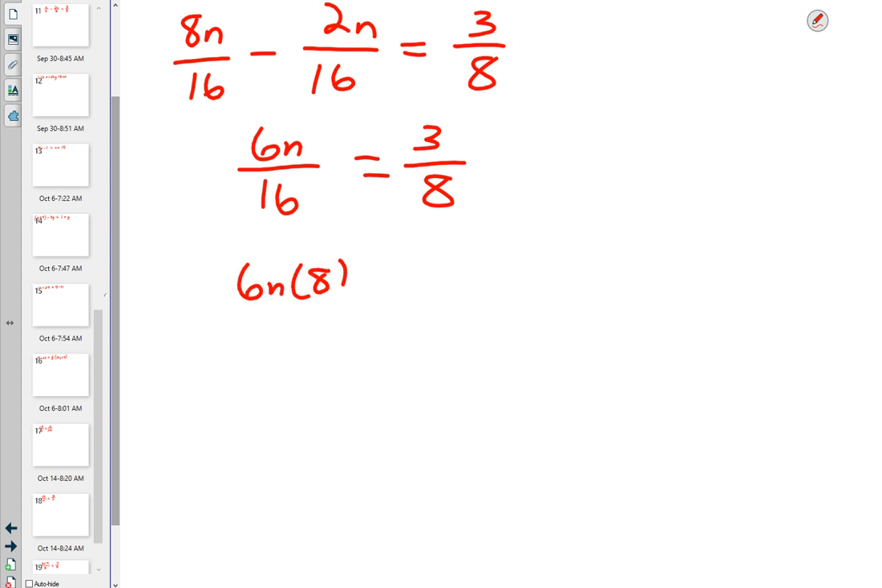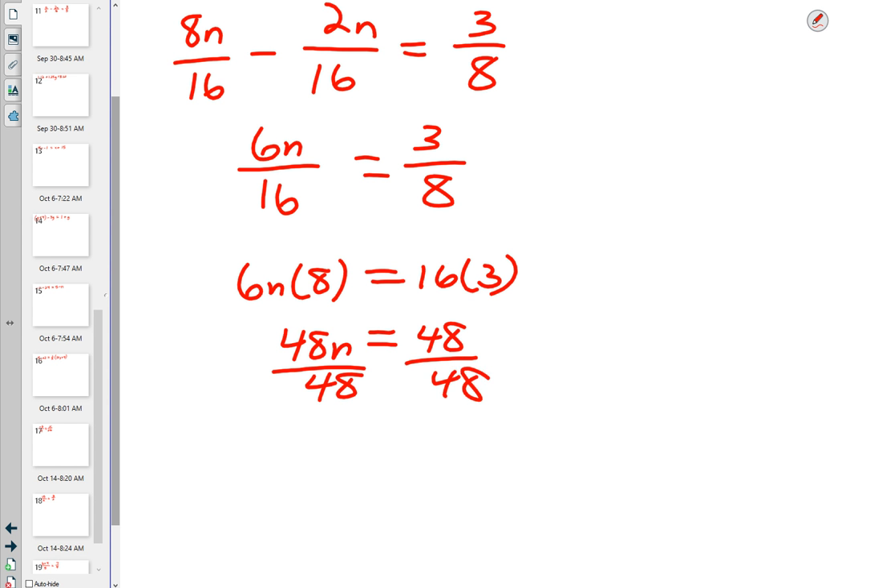6n times 8 is equal to 16 times 3. 6n times 8 is 48n. 16 times 3 is 48. So then we divide both sides by 48. So n equals 1.